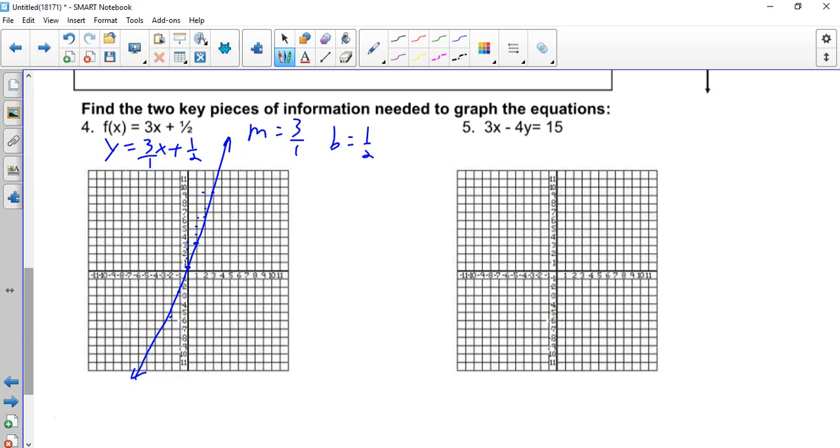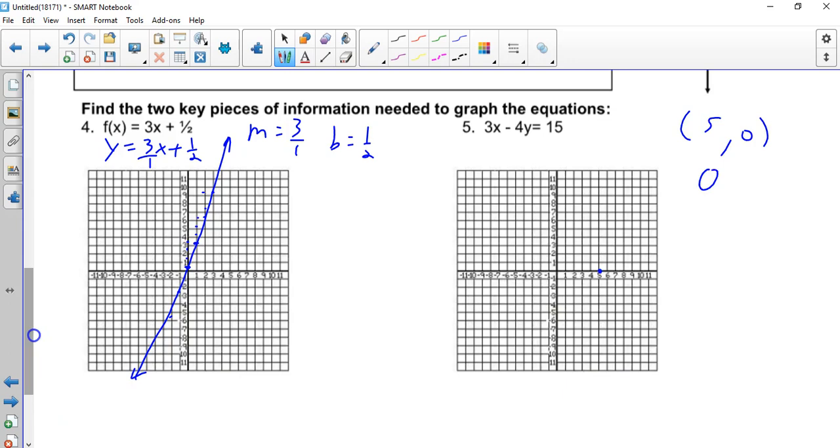Over here, since it's standard form, I'm going to use the two intercepts. I'm going to plug in a 0 for y, which is really nice, because the y goes away. So I'm left with 3x equals 15. Divide by 3, I get 5. So that gives me a nice intercept at 5, 0.